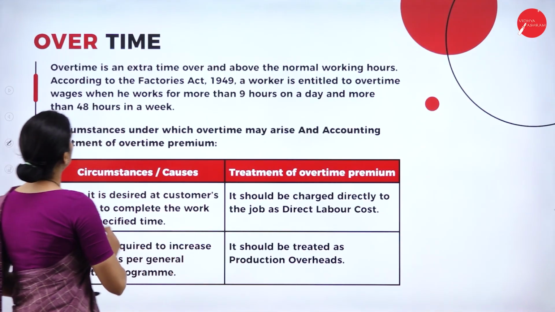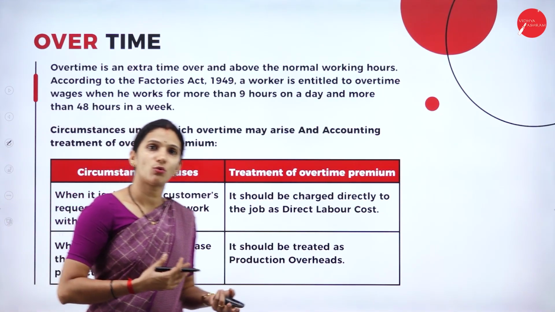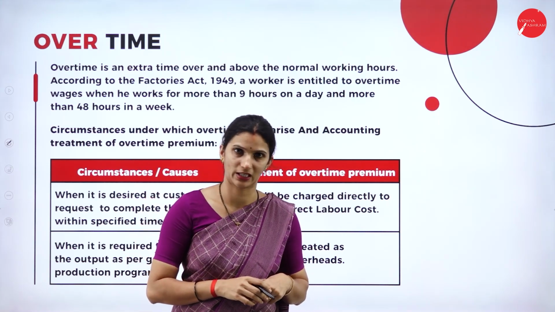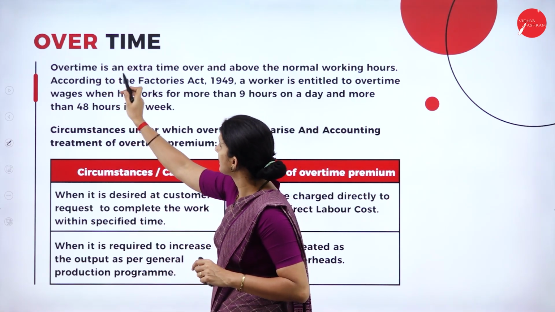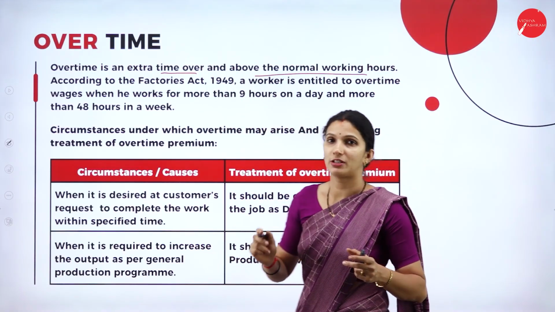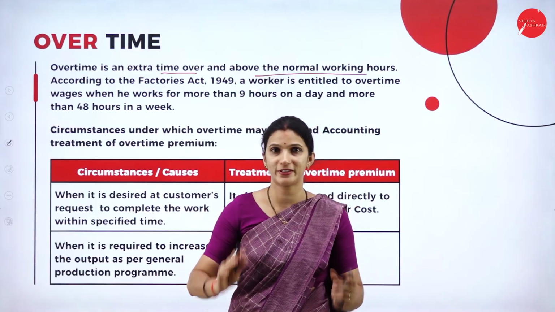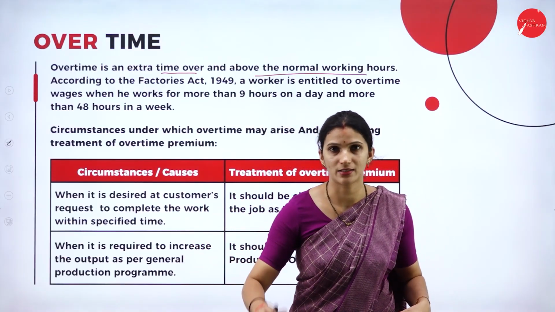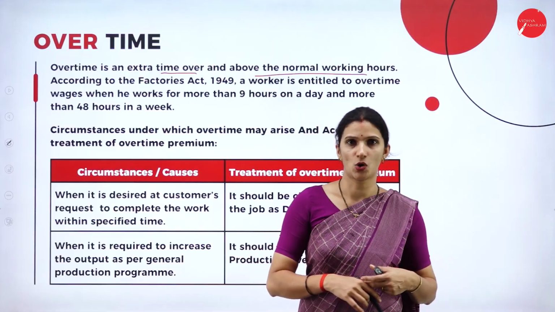And then we have overtime. So what is overtime? The employees work above their normal working hours. Here, overtime is extra time over and above the normal working hours. Suppose a factory fixes 8 hours of work in a day. If an employee works for 9 hours, that extra 1 hour will be his overtime.